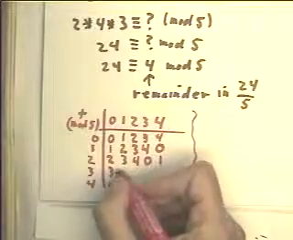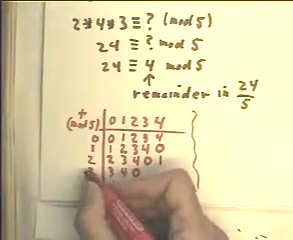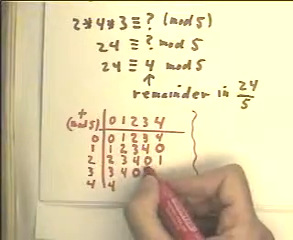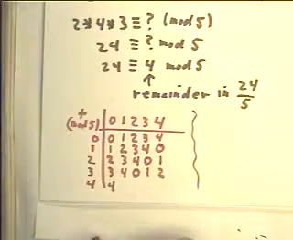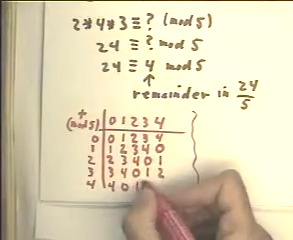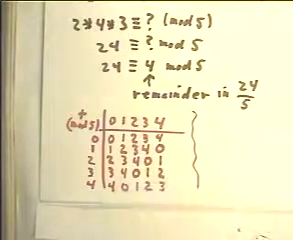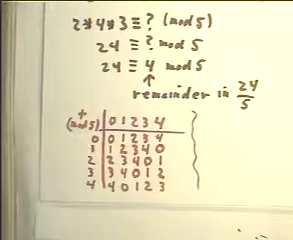Then 3 and 1 makes 4. 3 and 2, of course, makes 5, which is represented by 0. 3 and 3 is 6, which puts us at the 1 o'clock position. 3 and 4 is 7, which is going to be the 2 o'clock position. And the table for 4 is constructed very similarly. And we can see a pattern emerging in this table.